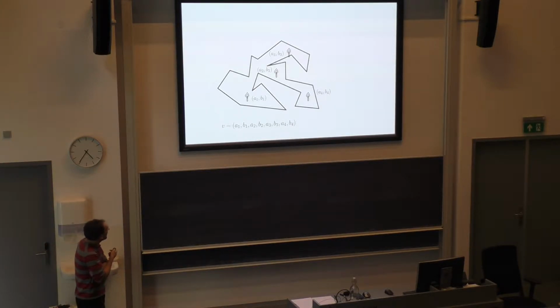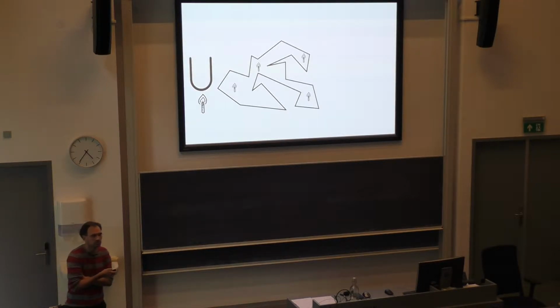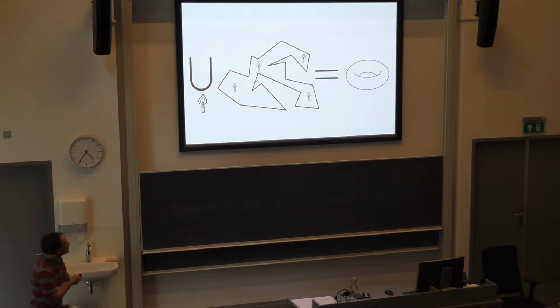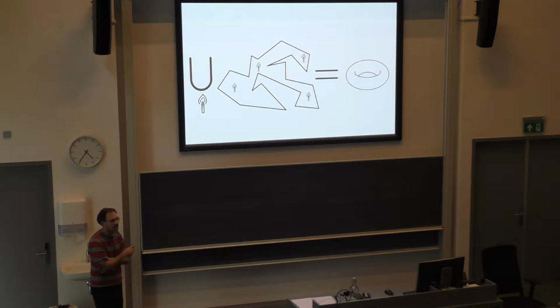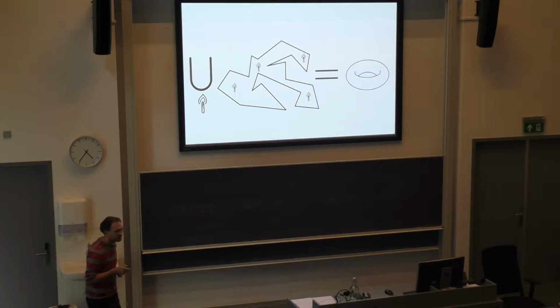Now, I have a cave for which there is not just 1 solution, but several. So I can take the union of all of those. And what do I get? A torus. I can also get a sphere or any other shape that you like. Questions?